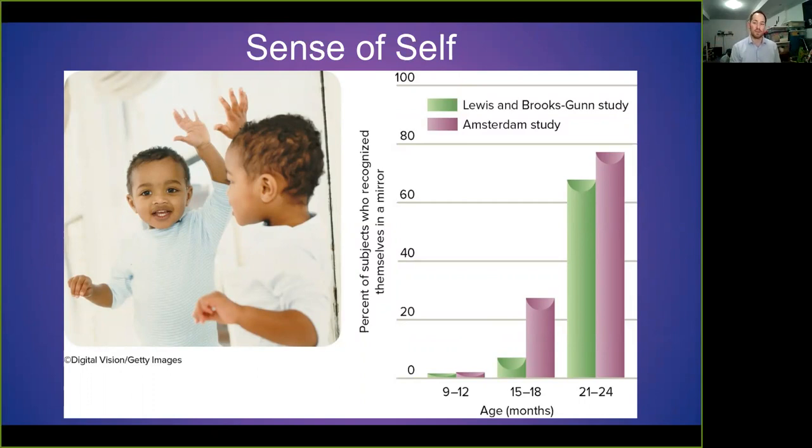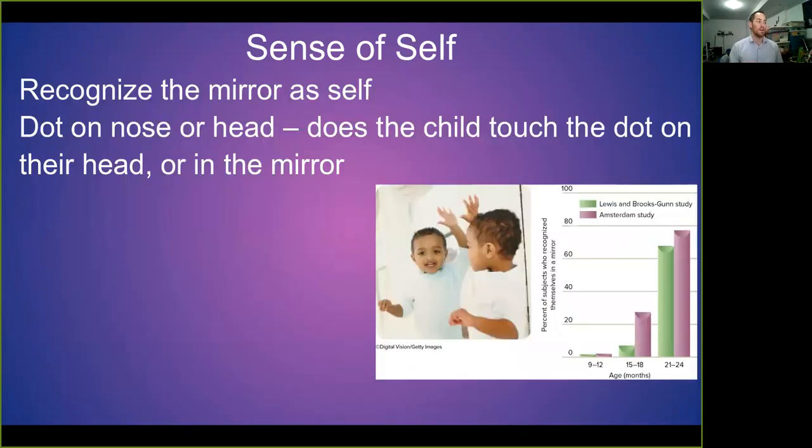So one thing that you can do to test this in children is really interesting. You can put a dot on a child's nose or head when they're, say, a year old, put them in front of a mirror and see if they touch the dot on the mirror or if they touch the dot on their own head.